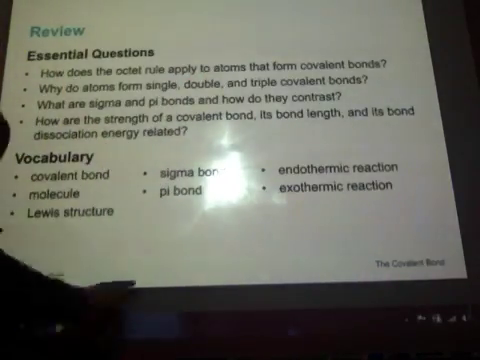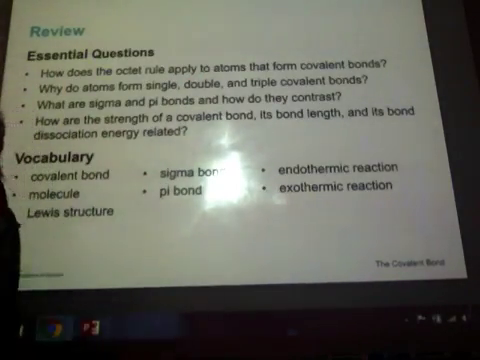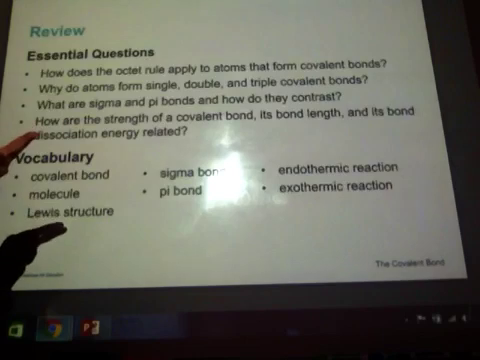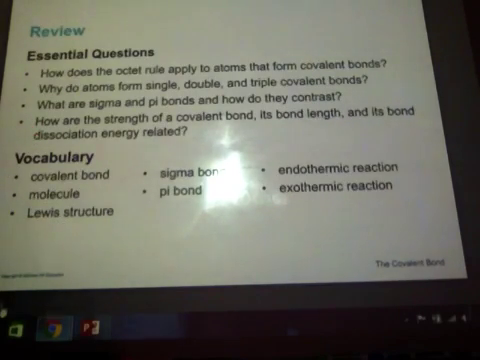I do want to point out with the pi bond, if you have a triple bond in the middle, you would have one sigma bond and two pi bonds. So that's probably the last thing in that section.